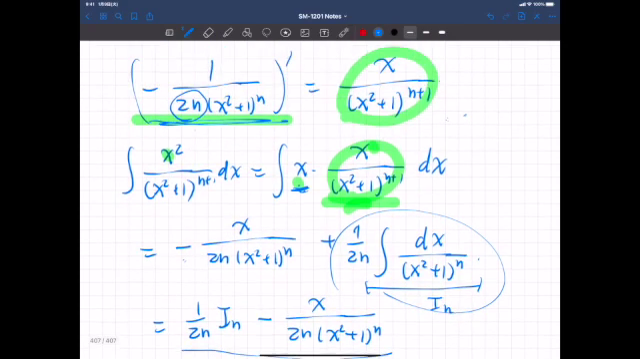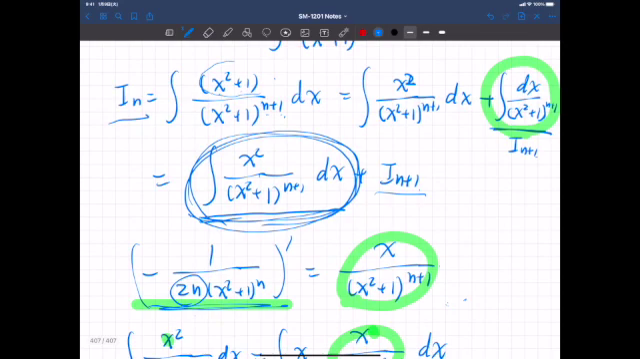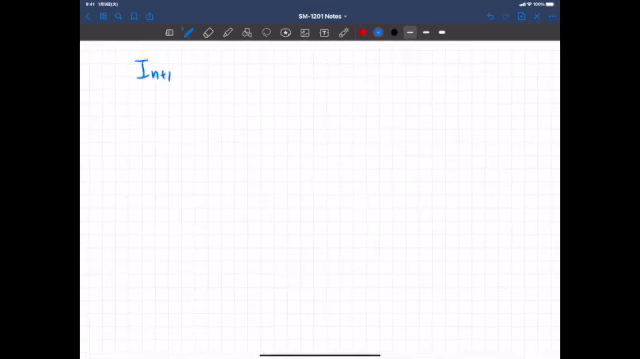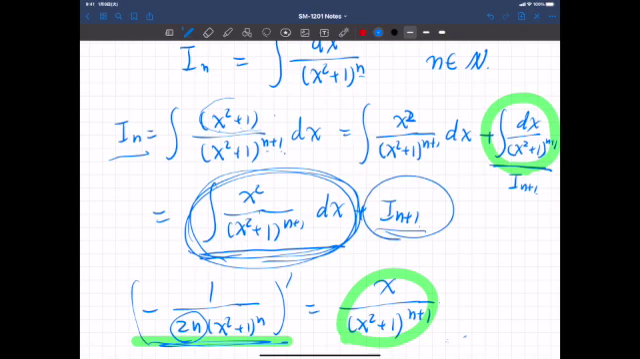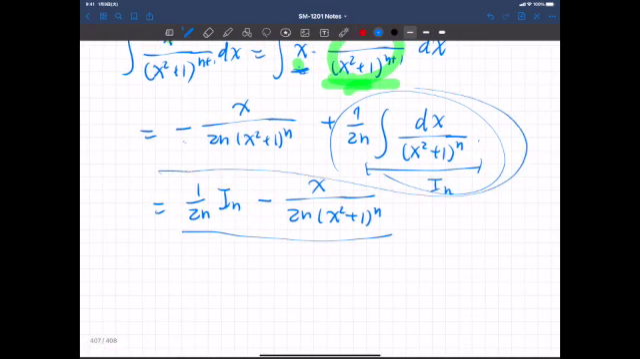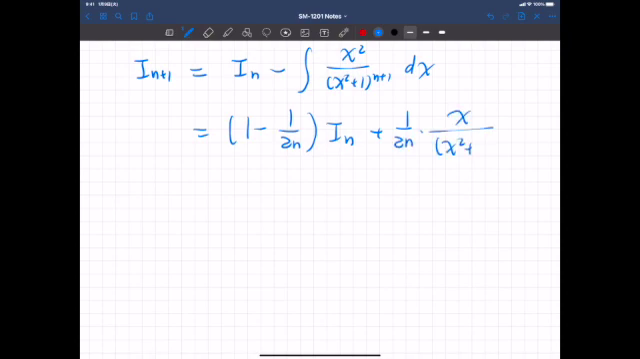So if we substitute this into this, after some manipulation, we have I_{n+1}. So we put this on the left hand side and the rest on the right hand side, and that will be I_n minus this integral, and that integral becomes this expression. So if factorized by I_n, it becomes 1 minus 1 over 2n times I_n, and plus 1 over 2n times x over (x squared plus 1) to the power of n.